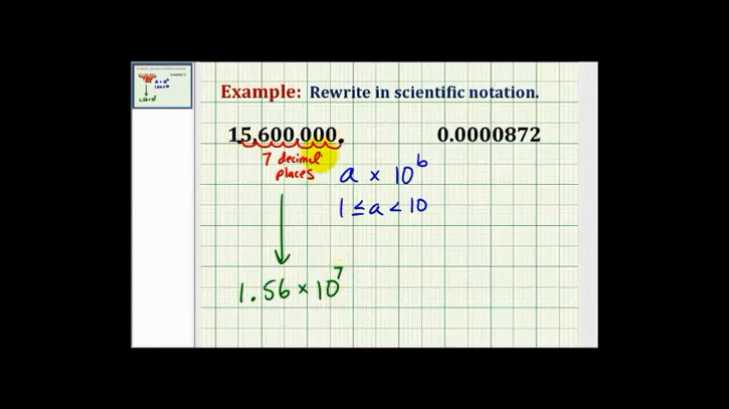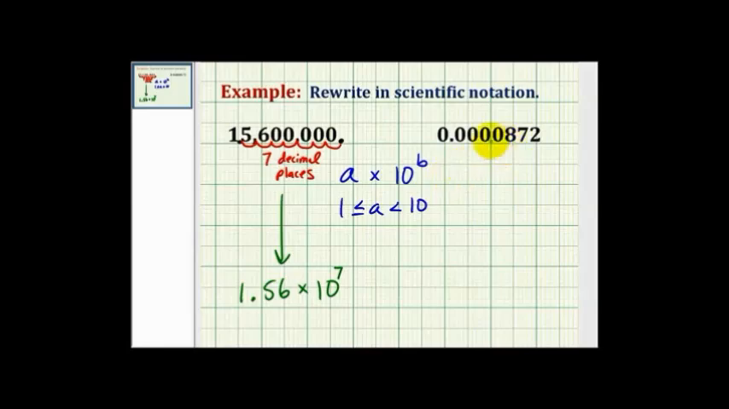Now sometimes it's difficult to remember whether this exponent should be positive or negative, and here's an easy way to remember. If we start with a large number, like we did here, 15,600,000, in order for this to equal a large number, this exponent here will have to be positive. Multiplying by a positive power of 10 will make 1.56 larger. Now let's convert a small number to scientific notation.